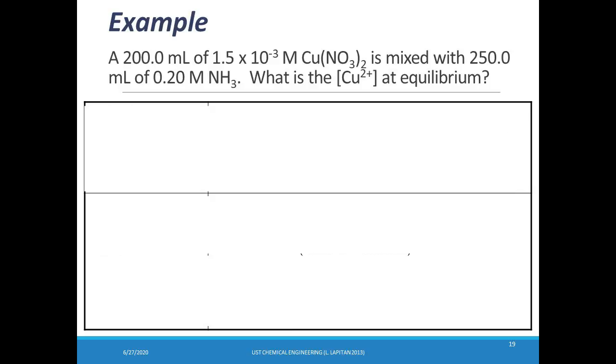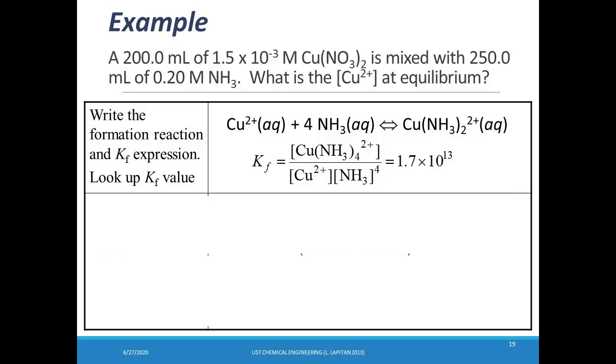So the problem is: 200 ml of 1.5 times 10 raised to negative 3 molar copper nitrate is mixed with 250 ml of 0.2 molar ammonia. What is the copper ion concentration at equilibrium? Okay, so the first thing that we have to do here is to write the reaction between copper ions and ammonia.